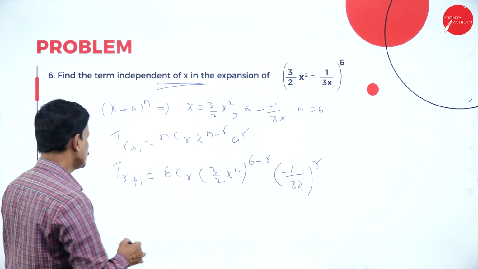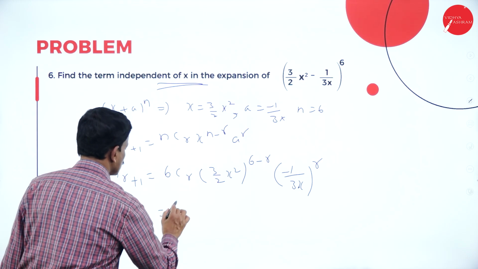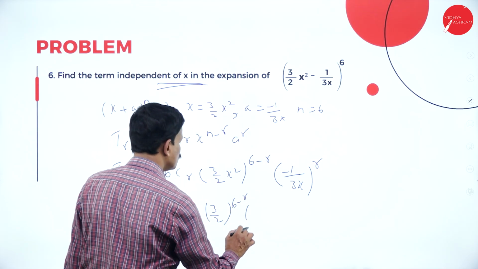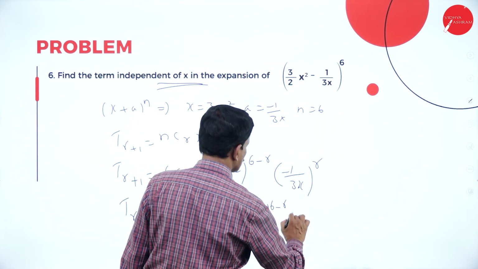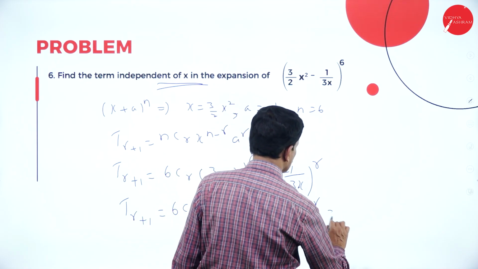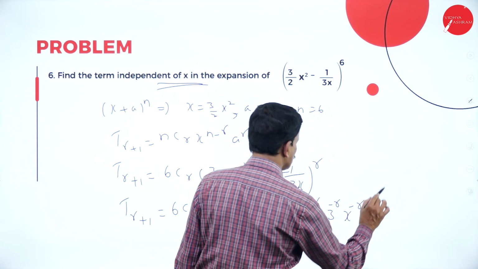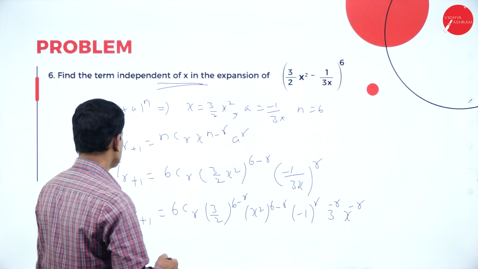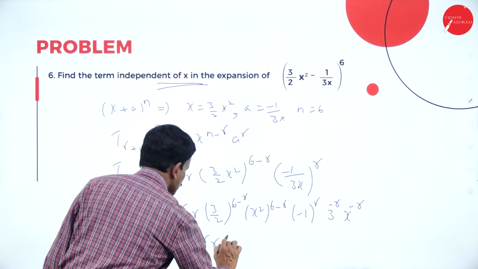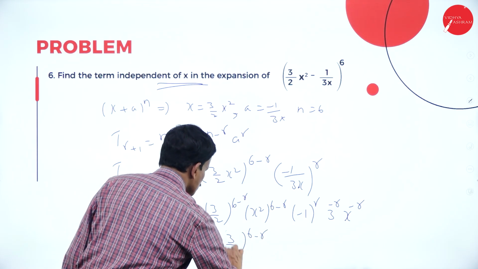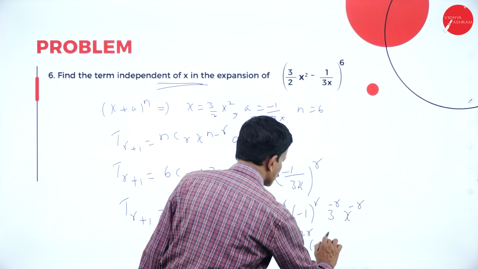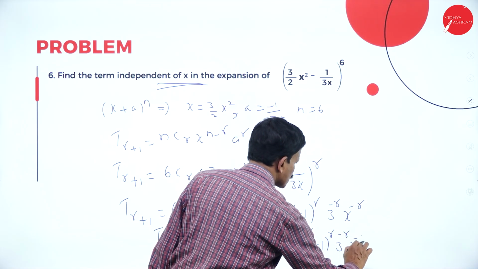Okay. Now this can be written as T(r+1) is equal to 6Cr (3/2) whole to the power of 6 minus r into (x²) whole to the power of 6 minus r, into (minus 1) to the power of r, and this 3 is taken to the numerator. This becomes 3 raised to minus r and x raised to minus r. Right. Now this can be written as T(r+1) is equal to 6Cr (3/2) to the power of 6 minus r into x to the power of 12 minus 2r, into (minus 1) to the power of r, 3 raised to minus r, x raised to minus r.